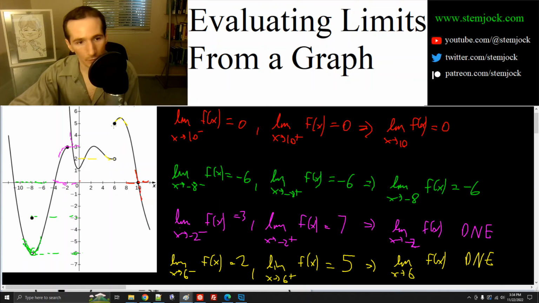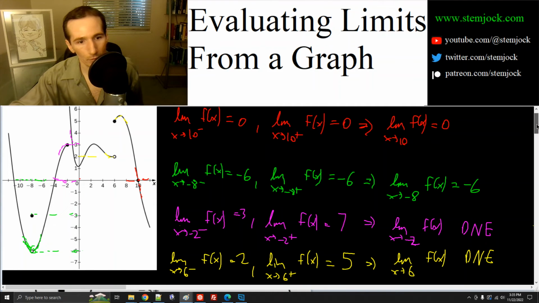So even though the function is defined at x equals 6, it's 5. The limit does not exist at this point because the y value approaching from the left is different from the y value approaching from the right. So the limit itself does not exist even though the function does.